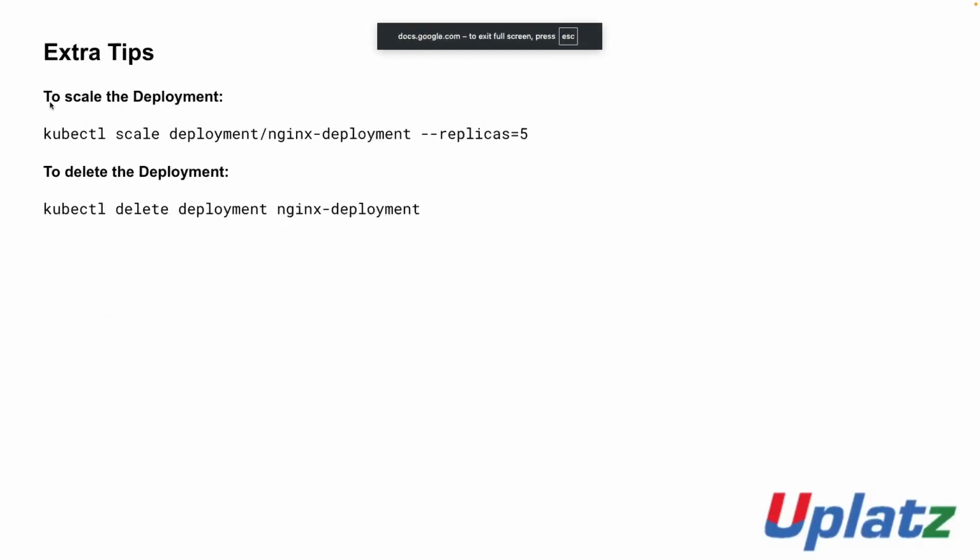Slideshow, go to slideshow. Extra tips. To scale the deployment: kubectl scale deployment/nginx-deployment --replicas=5. To delete the deployment: kubectl delete deployment nginx-deployment.